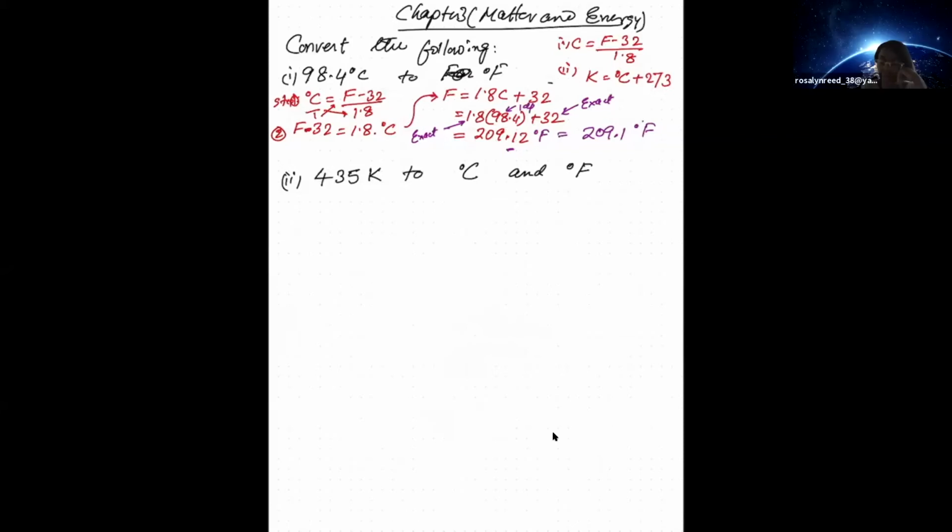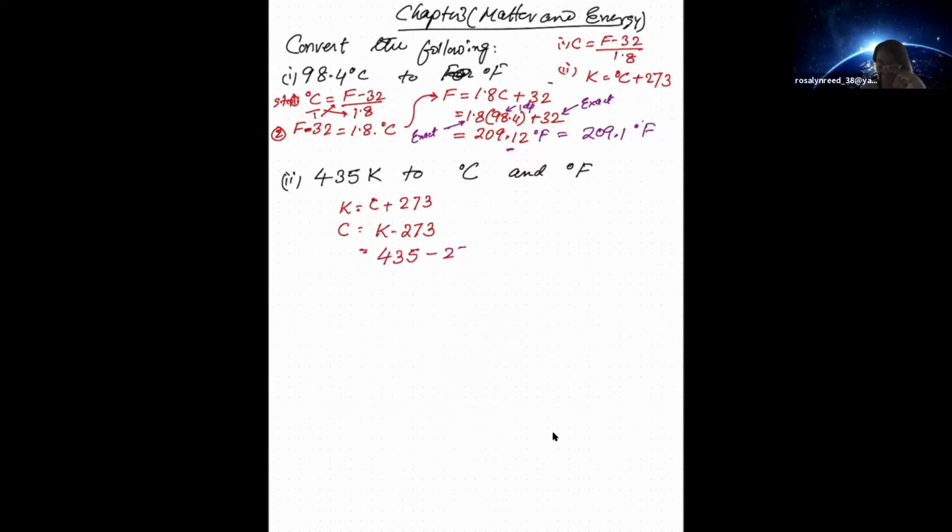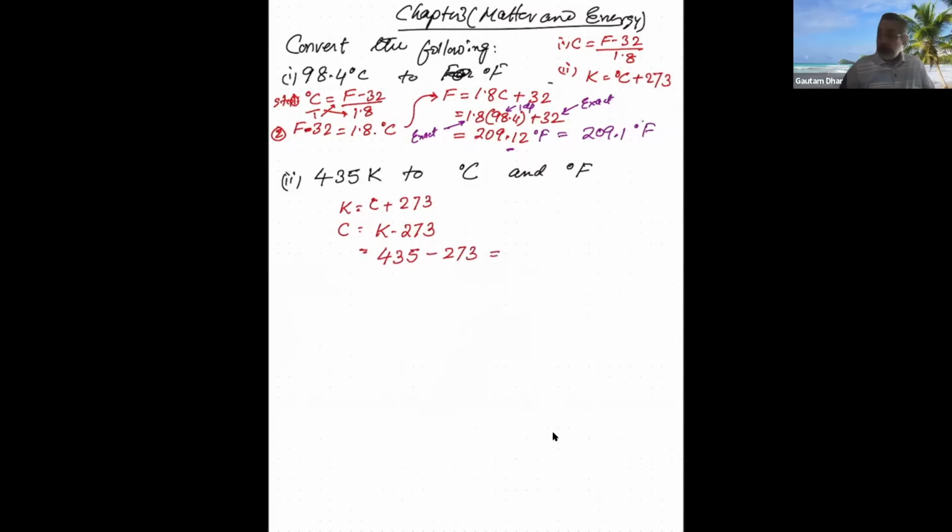So we are using the second equation. K equals C plus 273. And so C equals K minus 273. So our K is 435. Yeah, that's what I got, minus 273. I must have step 435.